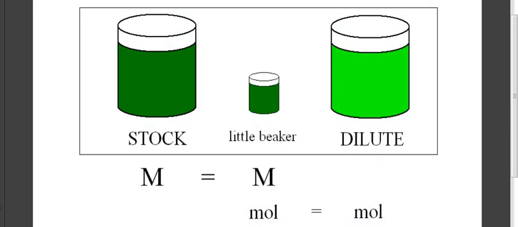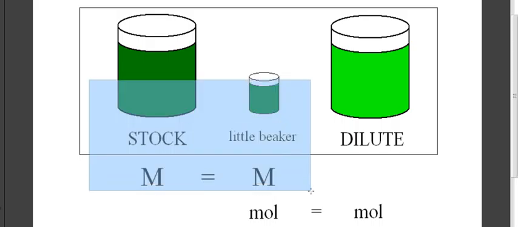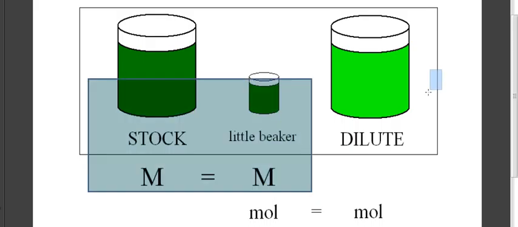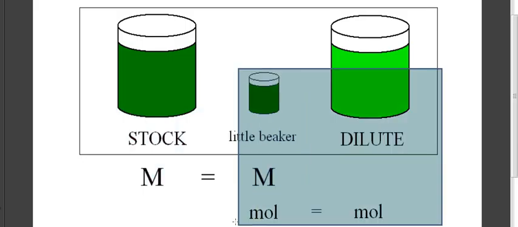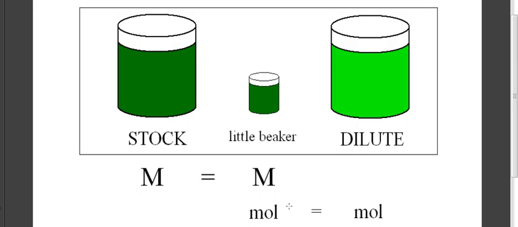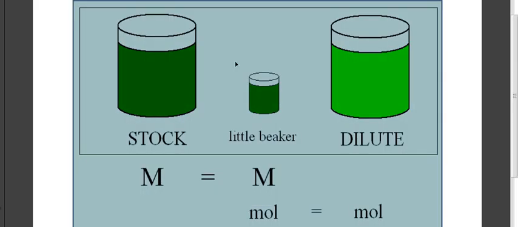Okay, so what's really cool about this graphic is when you look at the stock and little beaker, the molarities are the same. When you look at dilute and little beaker, the number of moles are the same. And we need to know how many moles we have so we can find out what volume is needed for little beaker.